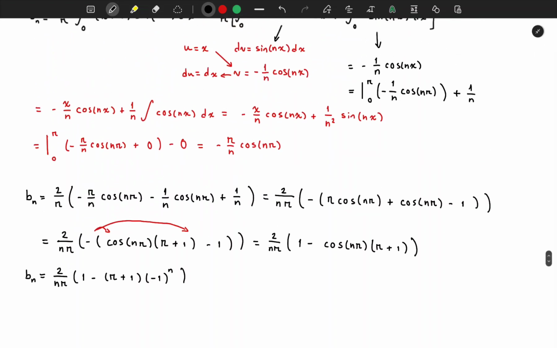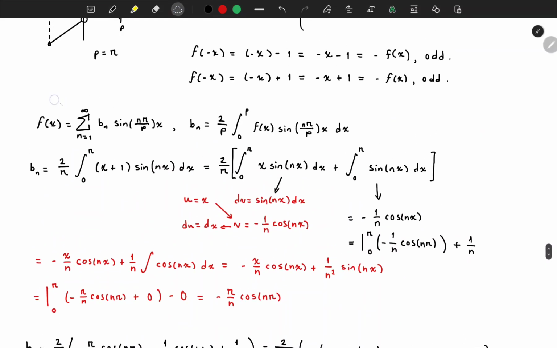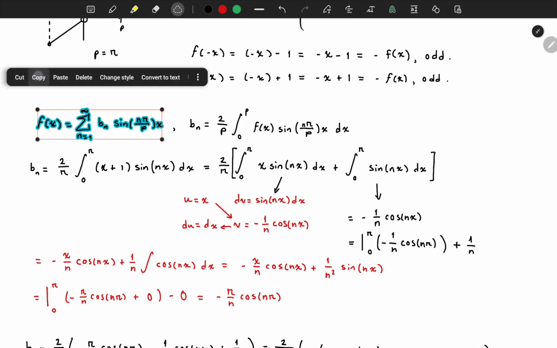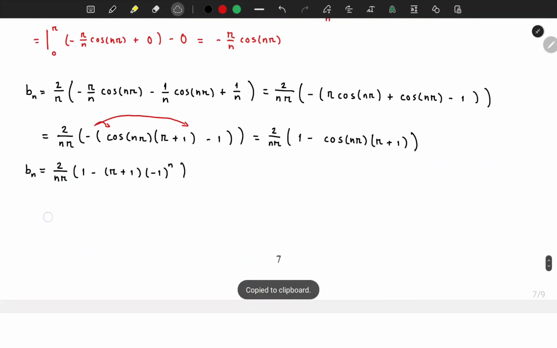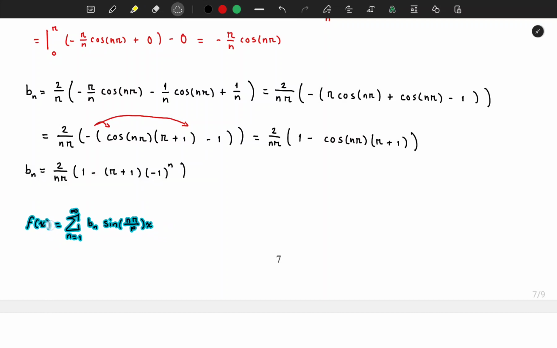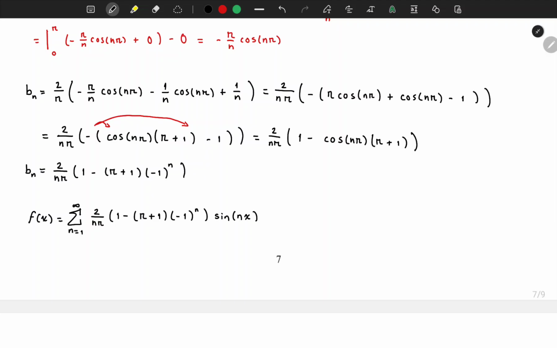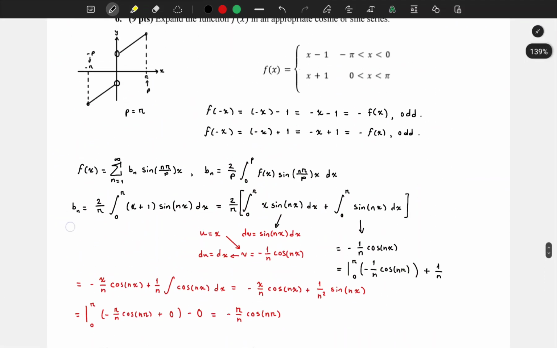All we have to do is now plug it back into the actual formula, which I listed right here. Let's go ahead and do that now. So our b of n, 2 over n pi times 1 minus pi plus 1 times negative 1 to the power of n, and then sine nx. And that is the Fourier series for this piecewise function.